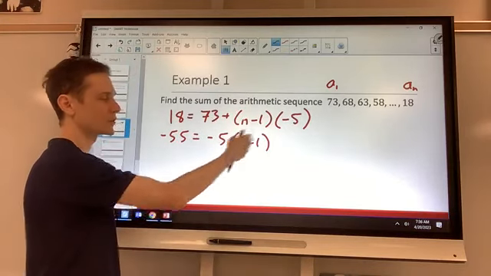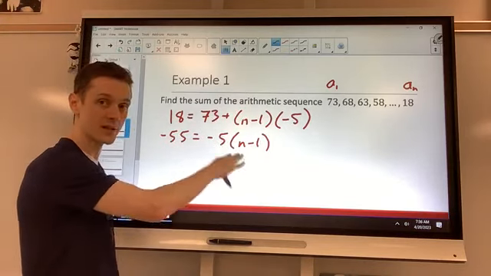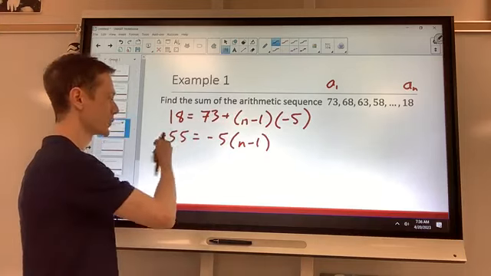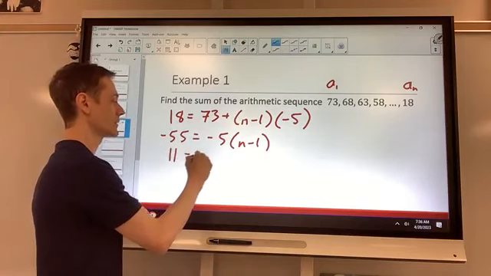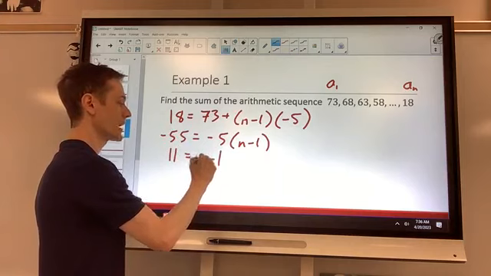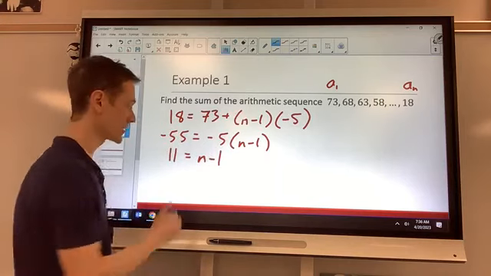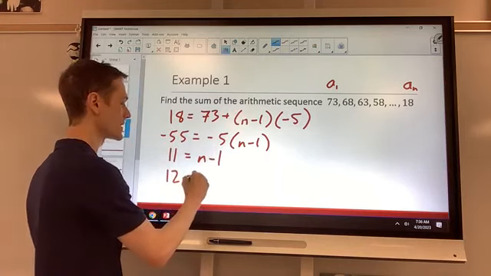So my next step, instead of distributing, I think it would be better to just divide both sides of the equation by the negative 5, in which case this becomes 11 equals n minus 1. And so my last step, I would just add 1 to both sides of the equation. So now I know that n is equal to 12.